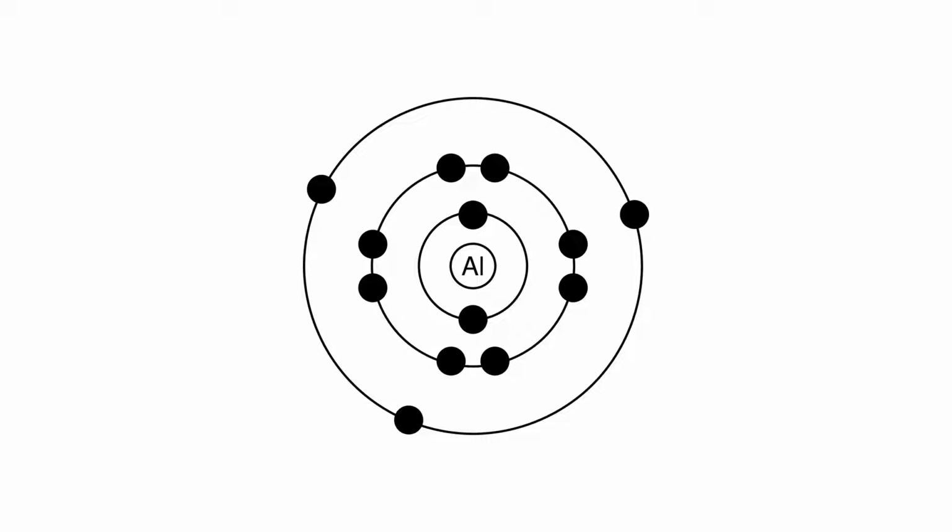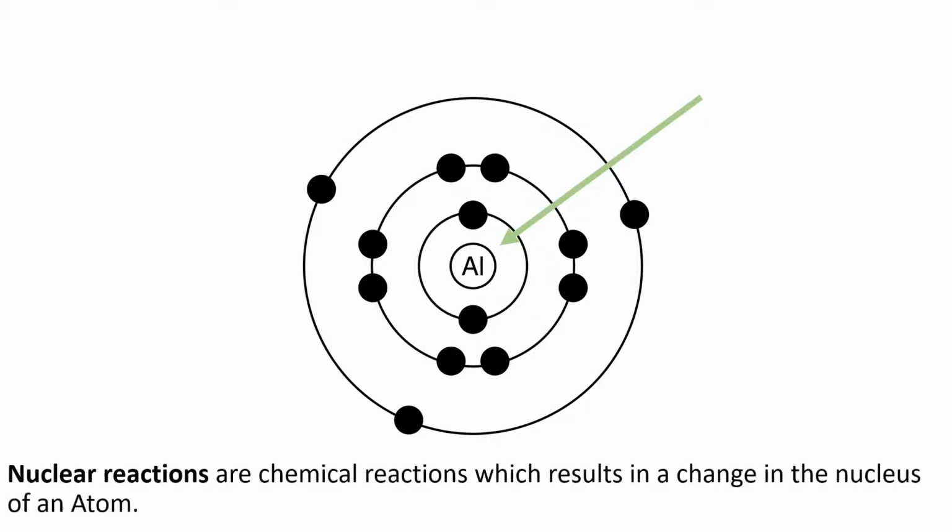Now, with nuclear reactions, the name probably gives it away, but they all involve reactions not involving the electrons, but involving the nucleus of an atom. So the nucleus of the atom is the part in the middle that contains all of the protons and neutrons, as you guys already know. Now, an actual nuclear reaction, as I said, involves the nucleus changing, usually the neutrons specifically, but sometimes the protons as well. So let's have a look here, the definition.